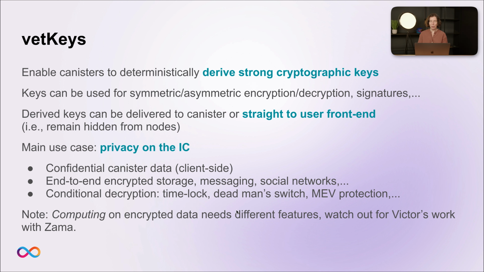So, just as a high-level view of vetKeys, we want to enable canisters to deterministically derive strong cryptographic keys. The keys can be used for multiple things: symmetric encryption, asymmetric encryption, and decryption, signatures, pretty much whatever you want. Derived keys can be delivered to the canister or straight to the user front end. We'll get into this a bit later, but maybe you can already start thinking about why you might want that. There's a hint here: keeping things hidden from nodes. And the main use case of all of this is to enable privacy on the IC.